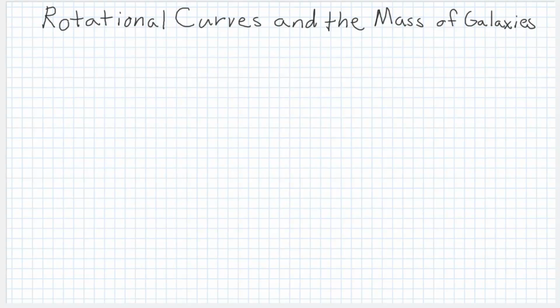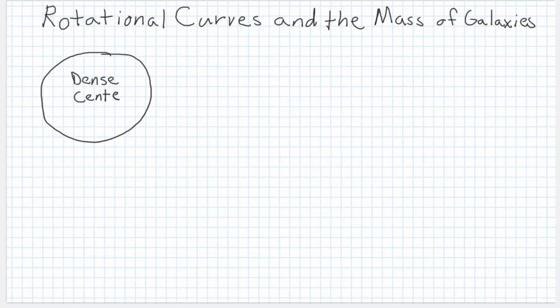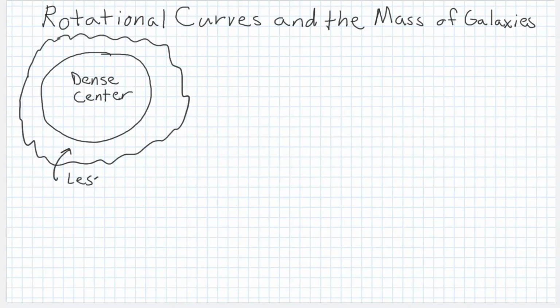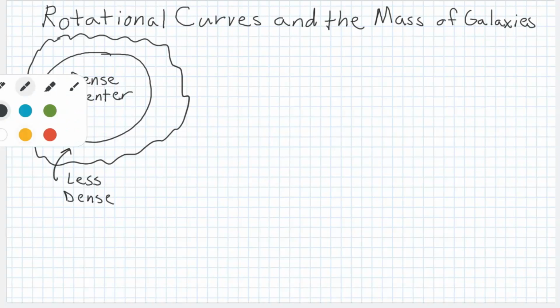This video is going to be about rotational curves in the mass of galaxies, and how that provides evidence for dark matter. You can think of a galaxy as having basically two parts. The inner center of our galaxies are dense, meaning they have lots of stars and solar systems. The outer part of our galaxy is less dense, meaning it contains fewer stars and less matter. And each part of the galaxy rotates differently depending on the density of that part of the galaxy.